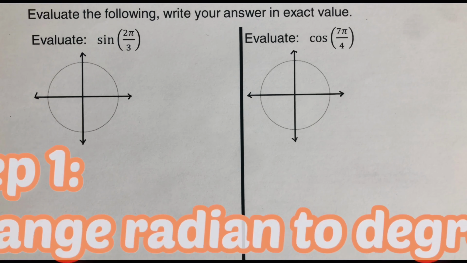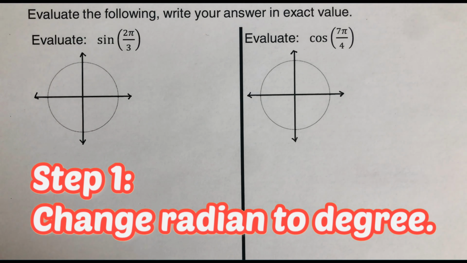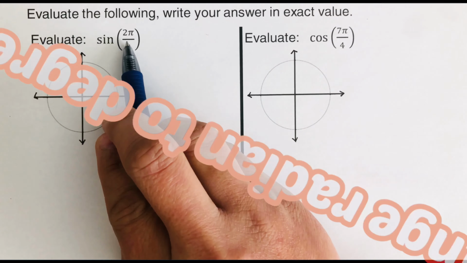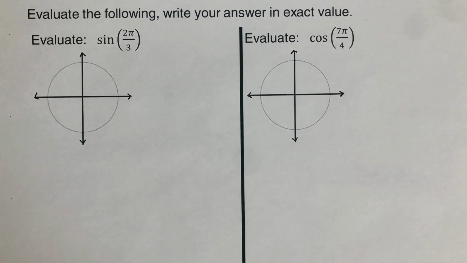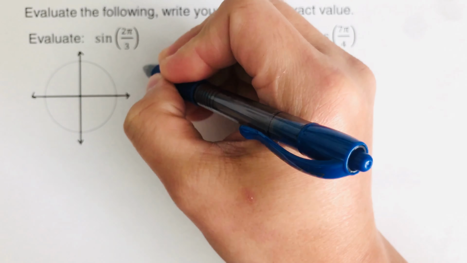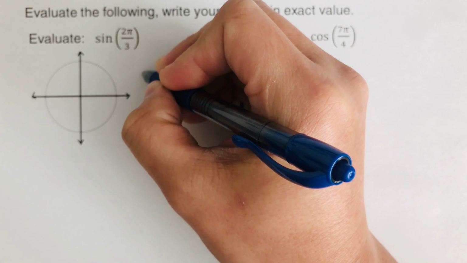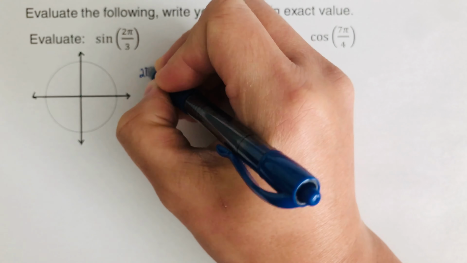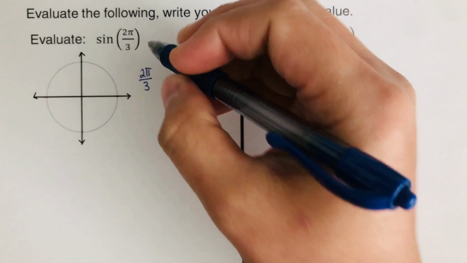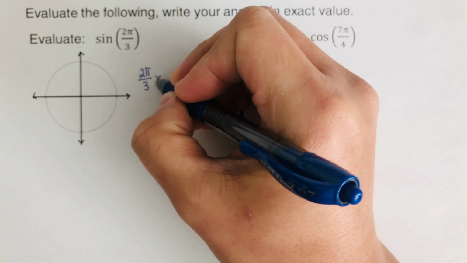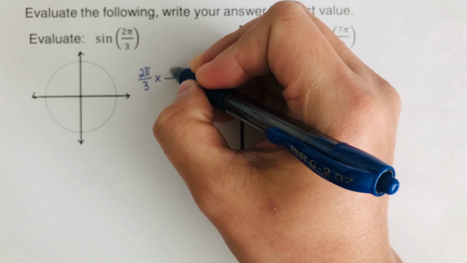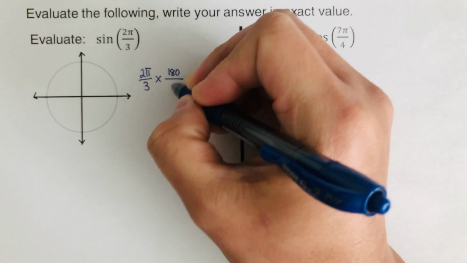The first step is to change radian to degree. Since we're given a radian measure for the angle, we're supposed to change this to degrees. I'm going to show the work right here. We are given 2 pi over 3. We're going to change this to degree. In order to do that, we're going to multiply this by a fraction of 180 over pi.